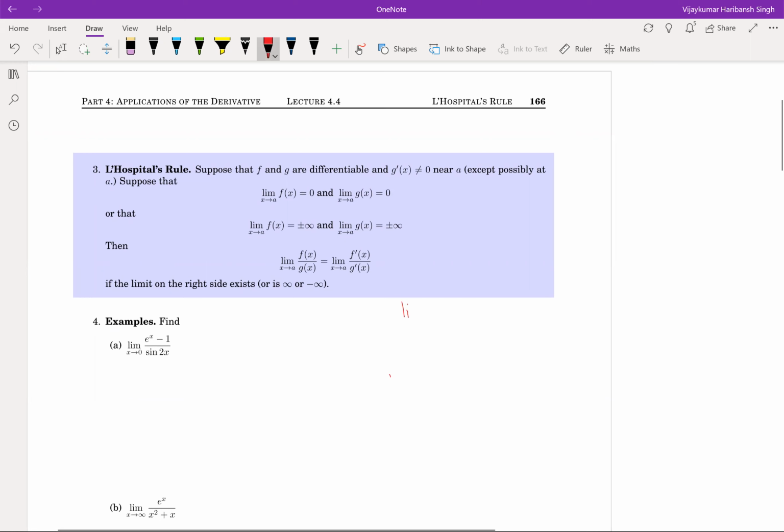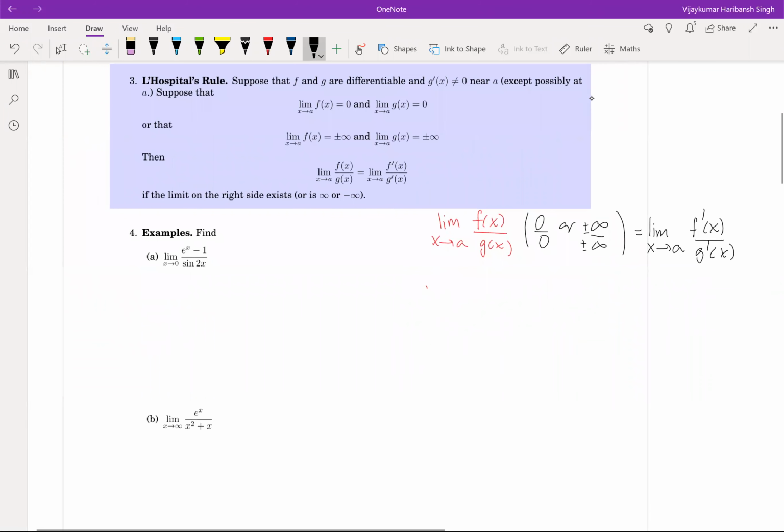If you had the limit as x goes to a of f of x over g of x, so you need a ratio here of two functions. And if it's of the form 0 over 0 or infinity over infinity, the sign doesn't matter, plus or minus, then L'Hopital's rule tells us that this is going to be the limit as x goes to a of f prime x over g prime x. Okay, so this is what L'Hopital's rule is about.